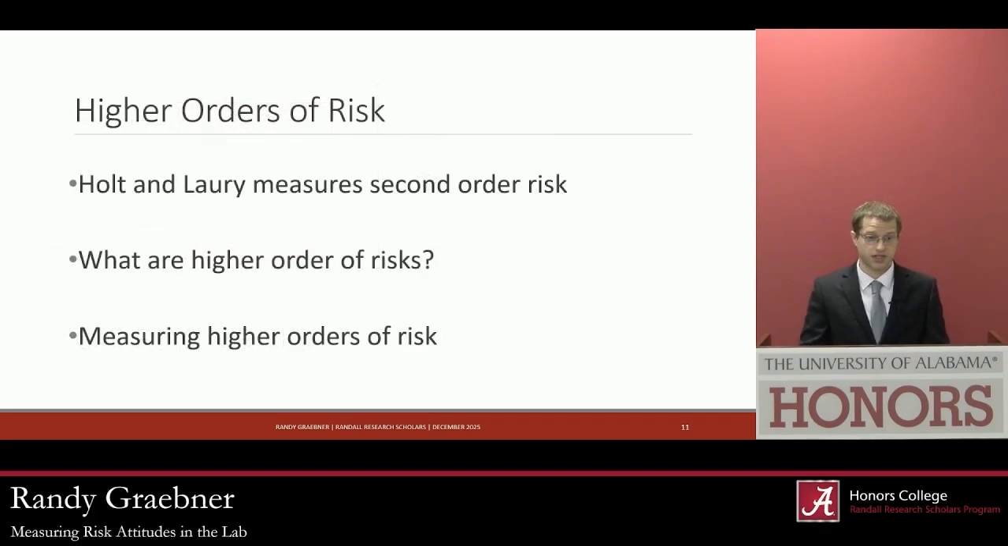And so that brings us into our higher orders of risk, because with the Holt and Laury model, we are confined to measuring risk aversion and risk lovingness. But we care more about prudence and temperance in this study. And we measure prudence using skew, similar to how risk aversion is measured with variance. Likewise, temperance is measured with kurtosis.